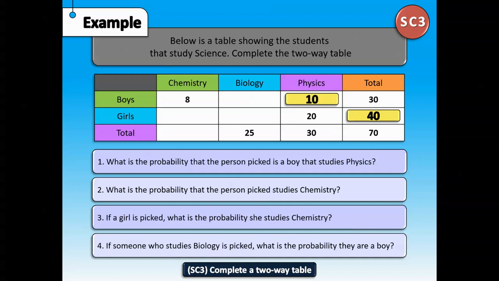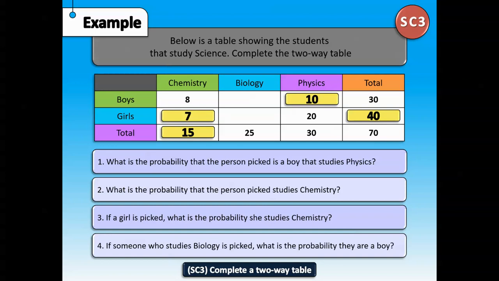We also know there must be 10 boys that do physics, because there are 20 girls that do physics and 30 in total. We know there must be a total of 15 people who do chemistry, because there's a total of 70 people altogether. 30 do physics, 25 do biology, and 15 must then do chemistry.